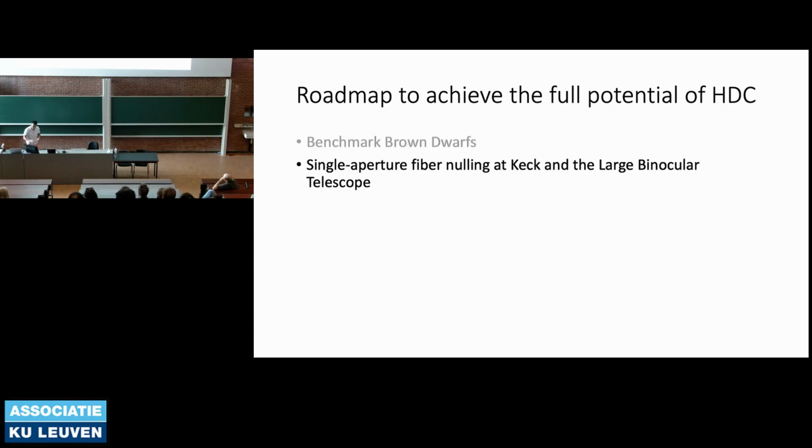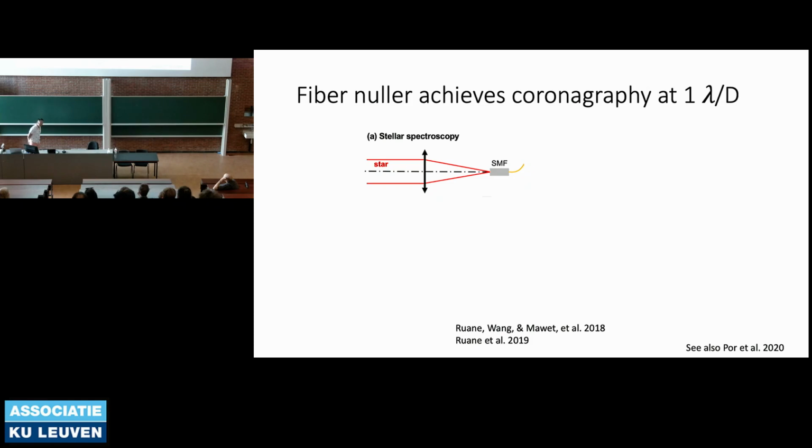And the next step would be the single-aperture fiber nulling. I will explain in the next few slides why that is the case and how that is achieved. So, fiber nuller. What is a fiber nuller? From the description, you know that it involves a fiber, right? In this case, it's a single mode fiber, short for SMF. And the nuller means that you will need to null the starlight, so basically suppress the starlight. So it's another form of coronagraphy.